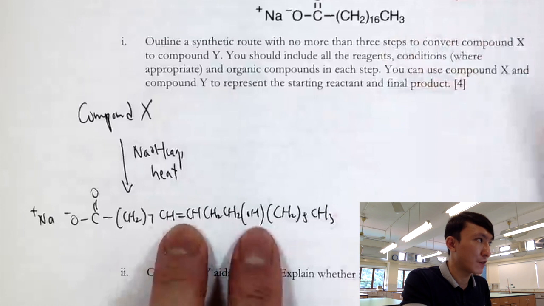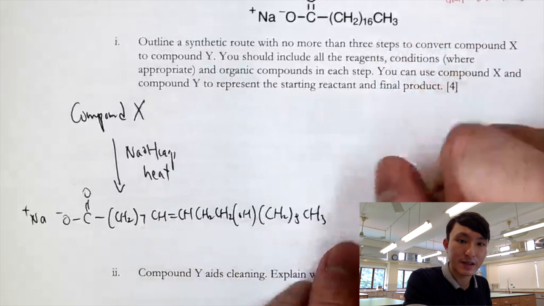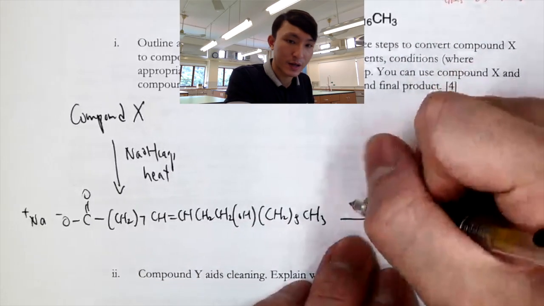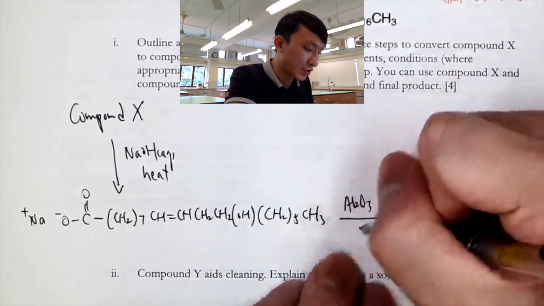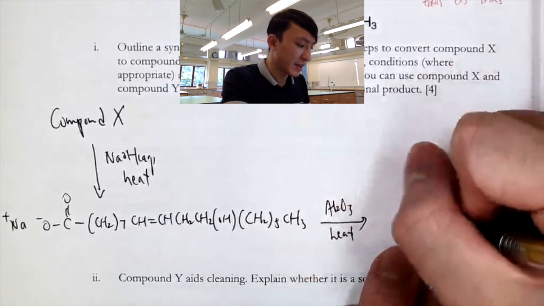So what we have to do is to get rid of the double bond and the hydroxyl group. First of all, we can get rid of the hydroxyl group by undergoing a dehydration reaction. So we can do Al2O3, heat, which is to dehydrate this one into an alkene.